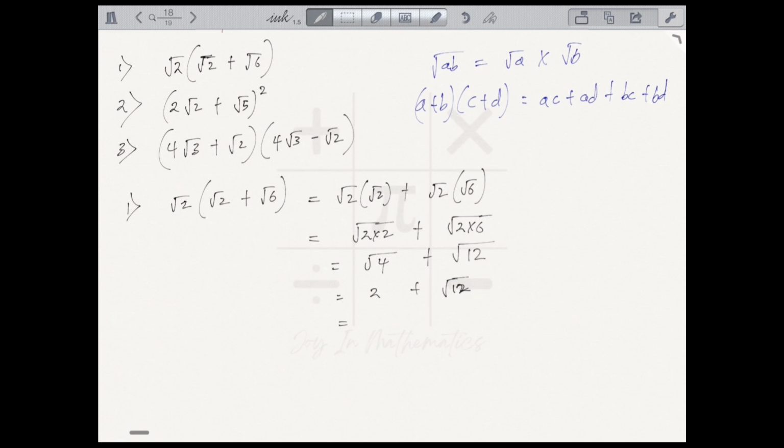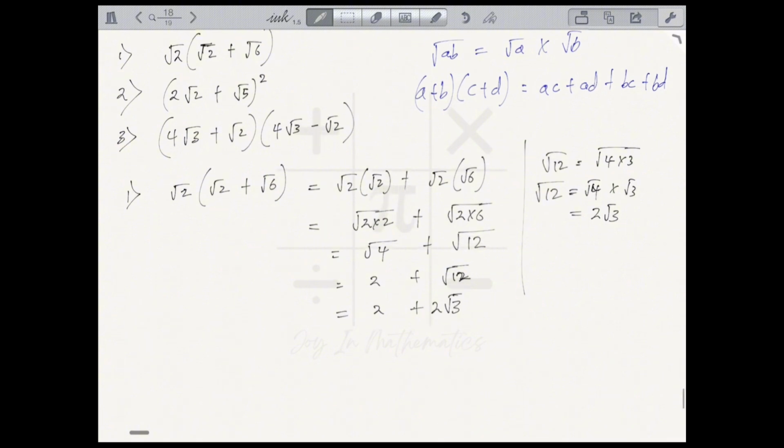We know that root 12, we can do that sideways. Root 12 is root 4 multiplied by 3. Therefore, root 12 will be root 4 multiplied by root 3, and root 4 is 2, that is 2 root 3. So we can write this and say this will give us 2 plus 2 root 3. That's for question 1.